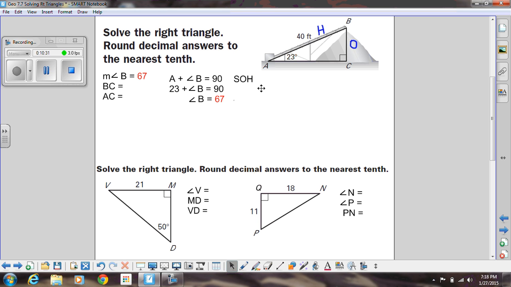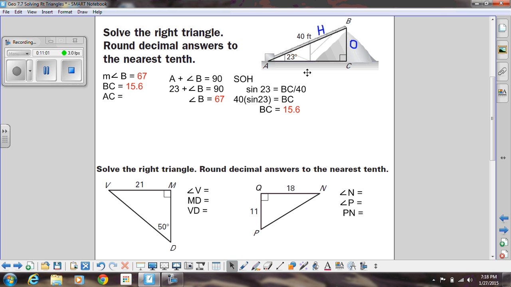We're going to be using sine to help us find BC. So I'm going to set up my equation. Sine of 23 is BC divided by 40. So if I'm trying to solve for BC, I'm going to multiply both sides by 40. So I'm going to do 40 times sine of 23 in my calculator. And that gives me BC equals 15.6. All right, so we know that side.